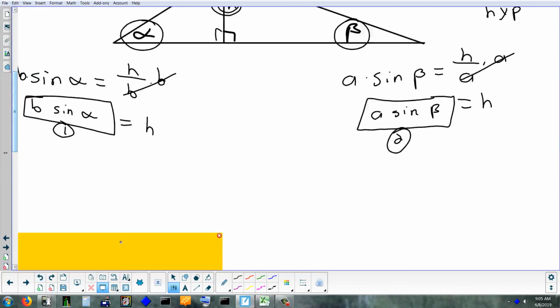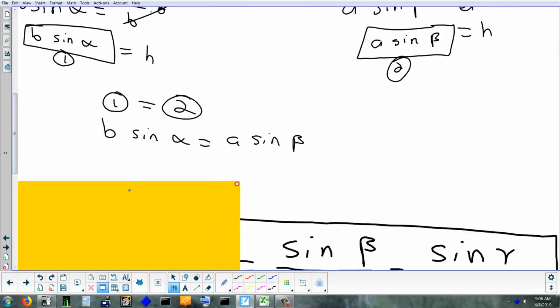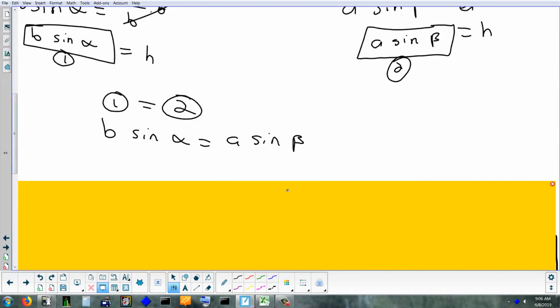So let's write that down. Box 1 and box 2 are exactly the same. They're different formulas, but they will give you the same result. They both give you the height. So B sine alpha equals A sine beta. Now, that's pretty much the law of sines.